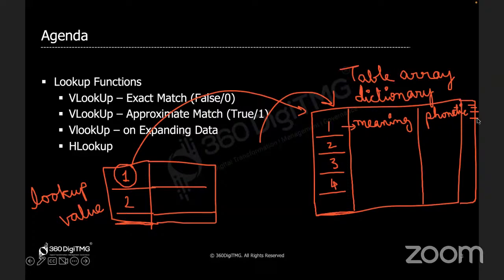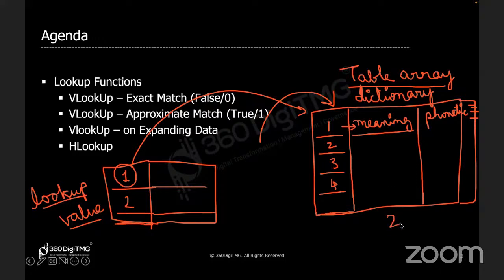So this is my lookup value. I'm looking up this value in my table array. And what am I trying to pull back? What am I trying to retrieve? The meaning of that word, which happens to be in the second column here.